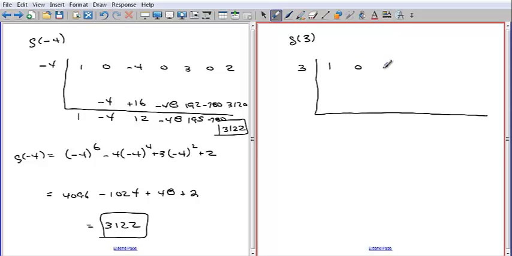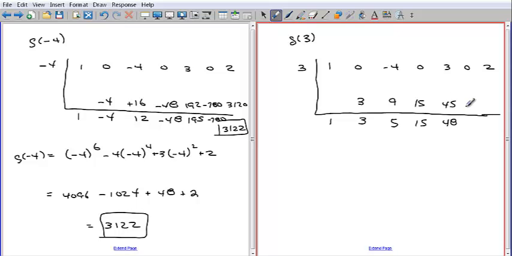1, 0, negative 4, 0, 3, 0, 2. Bring the 1 down. 3 times 1 is 3. 0 plus 3 is 3. 3 times 3 is 9. Add those together, you get 5. 3 times 5 is 15. Add those together, you get 15. 3 times 5 is 45, plus 3 is 48.